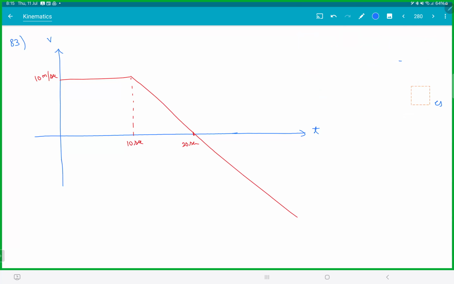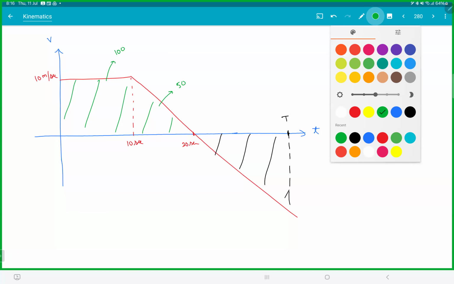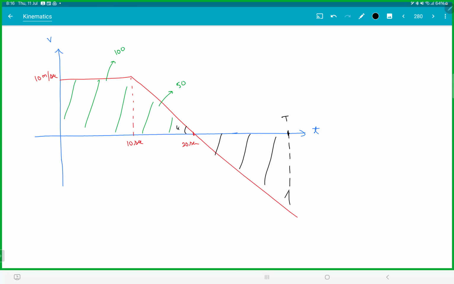So when I said displacement is 0, indirectly you're asking that the positive area and the negative area should be equal. So let's say at time t, this is the negative area, the black shaded area there, and this green area should be equal. Isn't that the meaning of it? That's the meaning of displacement is 0. So this area is 100, this area is 50. Now we know this angle is 45, so this angle is also 45. So this width would be t minus 20. So the opposite side is also t minus 20.